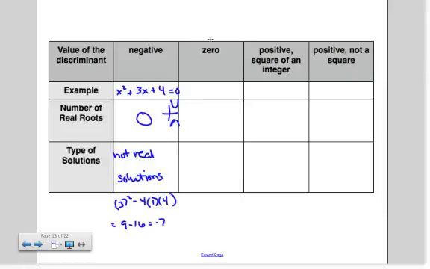Now, if the value of the discriminant is 0, for example, x squared plus 10x plus 25 equals 0. Let's see. b squared, that's 10 squared minus 4 times 1 times 25. That's 100 minus 100, which is 0. When you have a discriminant of 0, there's one real root, and the solutions you get are real and rational. You only get one of them.